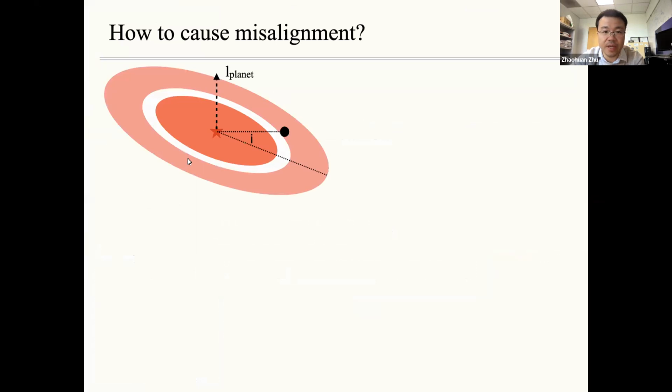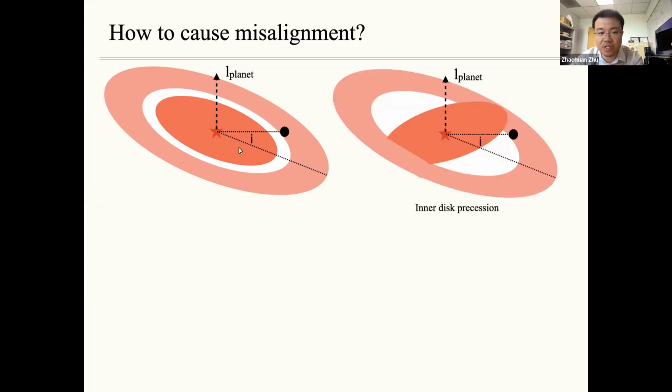The easiest way to cause misalignment is to have a massive companion in the disk, and this companion is misaligned with the disk, and the companion carves out a deep gap in the disk. Because they carve out a deep gap, the inner and outer disks now do not communicate with each other, so they could precess by themselves. After a while, the inner disk could precess 180 degrees, and then it will cause this large misalignment between the inner and outer disk.